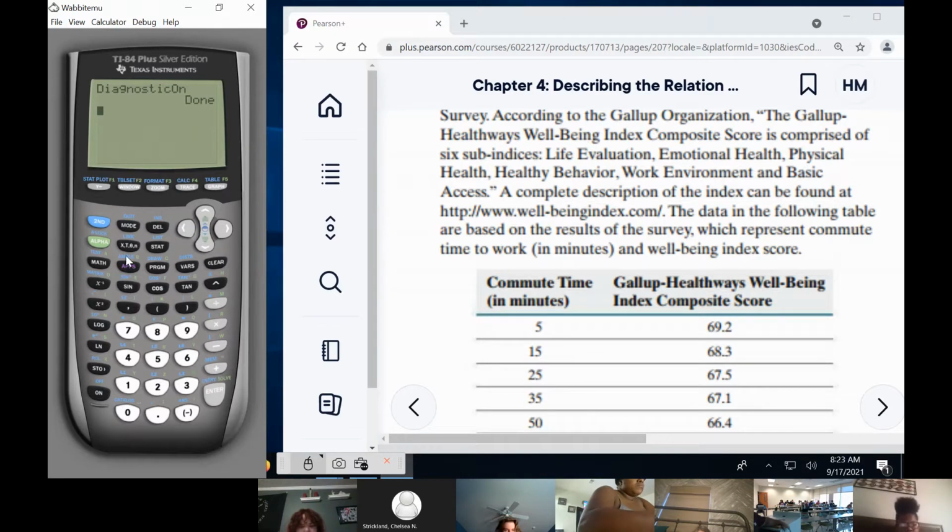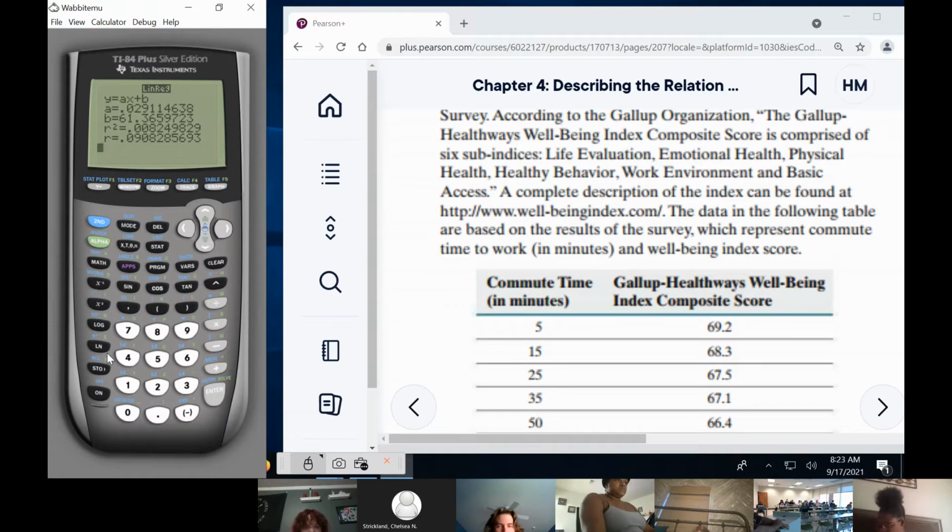Now go back to stat, calculate, linear regression, and calculate. And now it should give you the correlation coefficient, which is 0.0908. So do we have a correlation? Not much. We've got a barely positive, not even a tenth, but it's a correlation. It's a very weak positive correlation.